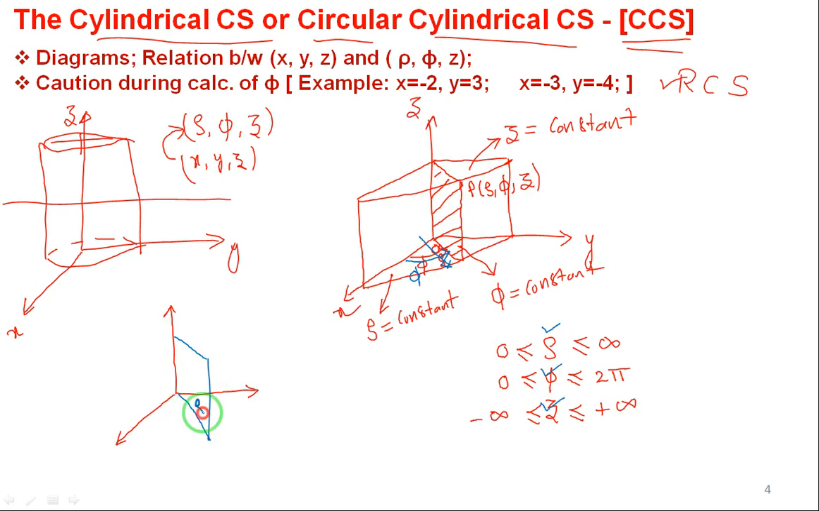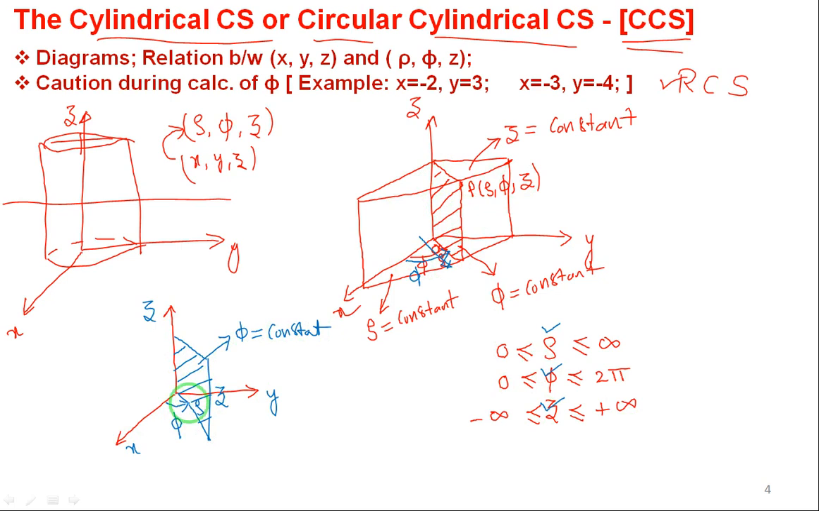Right, this is rho, it is making an angle. I am drawing separately. This is phi, and this distance, the height from here to here, is z, right? This is the x-axis, y-axis, and z-axis. Okay, this is the phi equal to constant plane. Just I will draw the plane here. I will put, okay, this is the phi equal to constant plane.